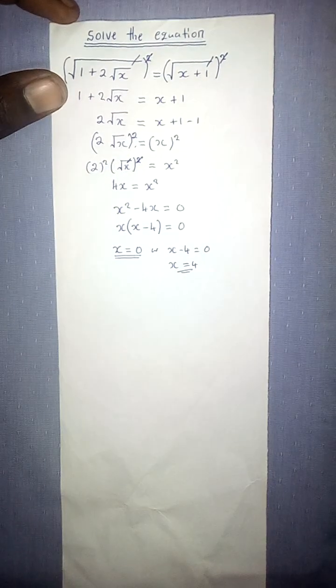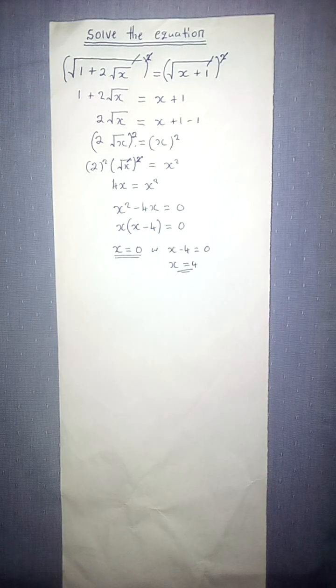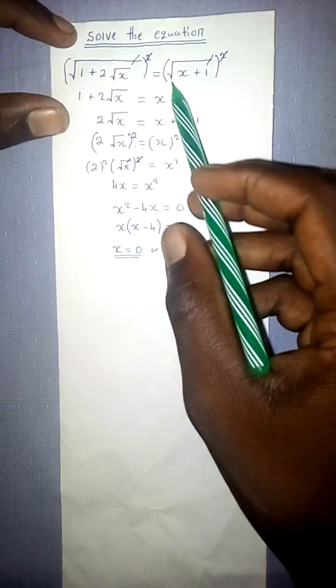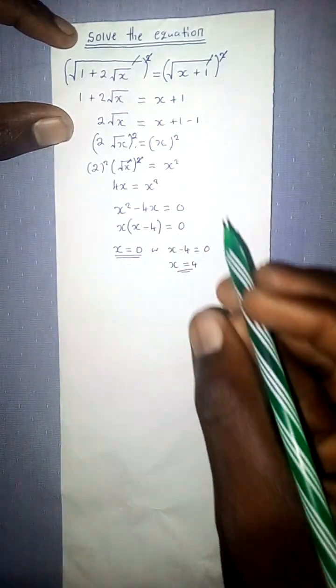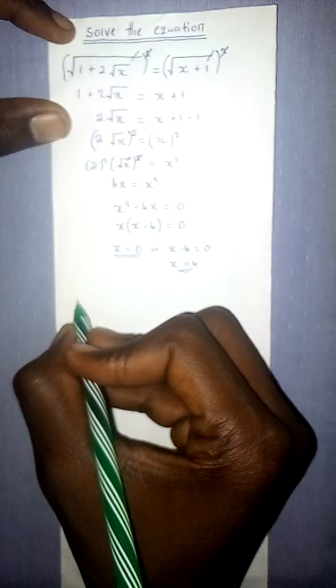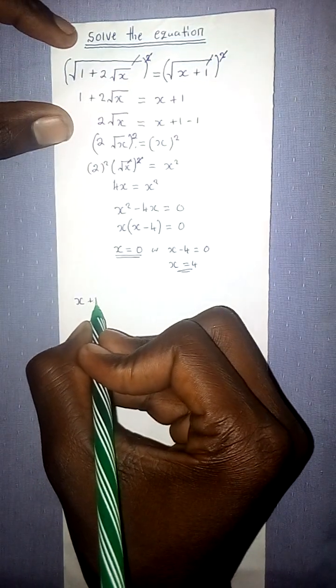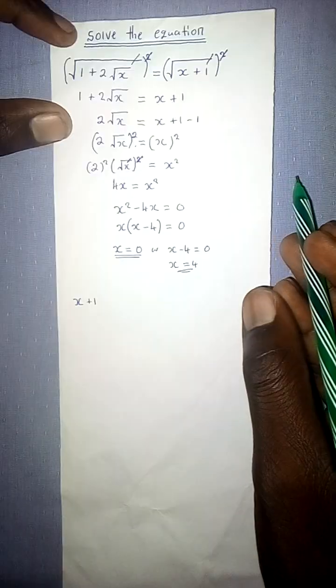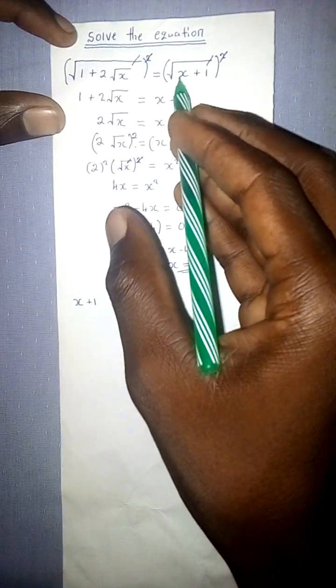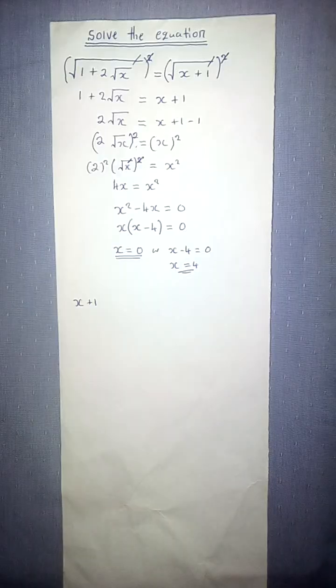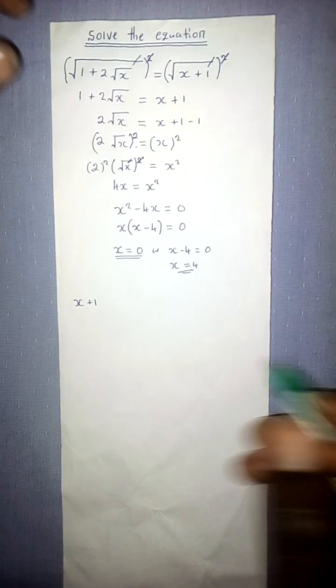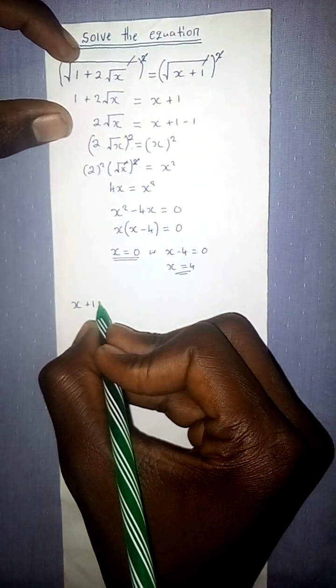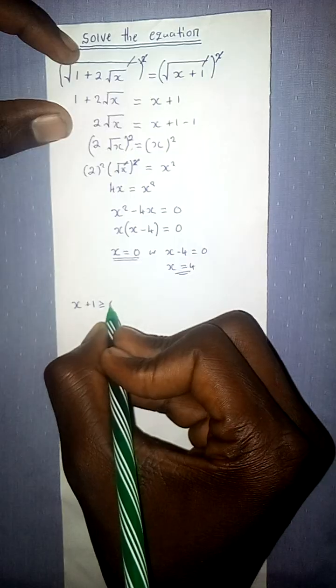But we don't conclude there and then, but rather we look at the domain. For example, let's try to check the domain for this part. If you want, you can simply say x plus 1, for this thing to be valid, because we don't want it to give us a negative value. Why? Because we don't know the square root of a negative value. That is invalid, right? So x plus 1 should be greater than or equal to 0.